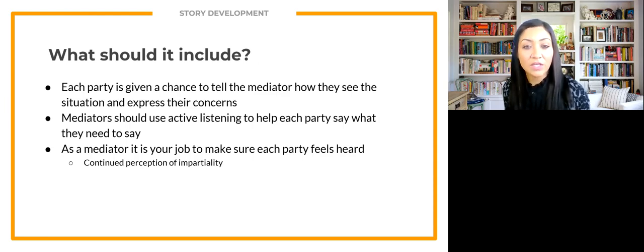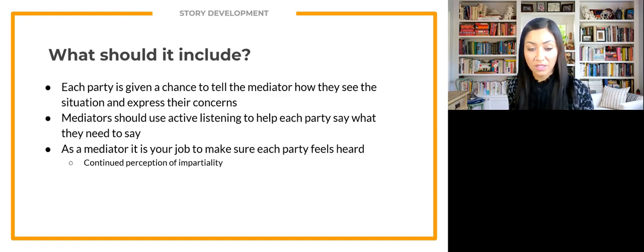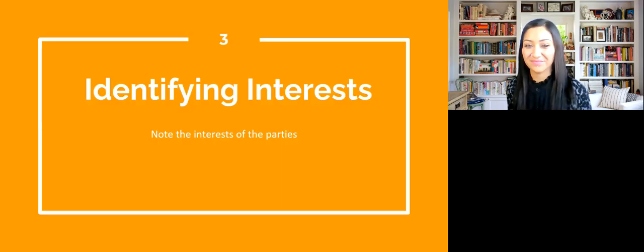As peer leader, you would take on the role as mediator, and it is your job to make sure each party feels heard. It is important to maintain a perception of impartiality between the parties. Once the parties have each had an opportunity to share their respective story, we move on to identifying the interests of each party.